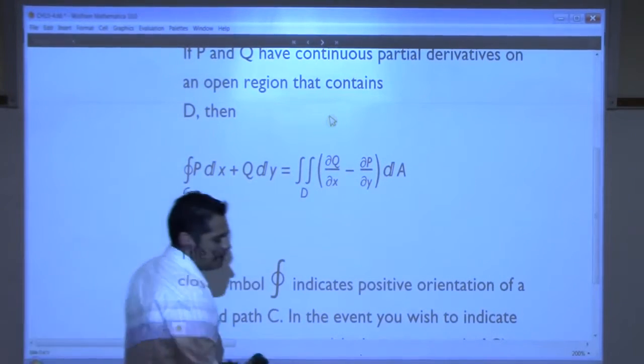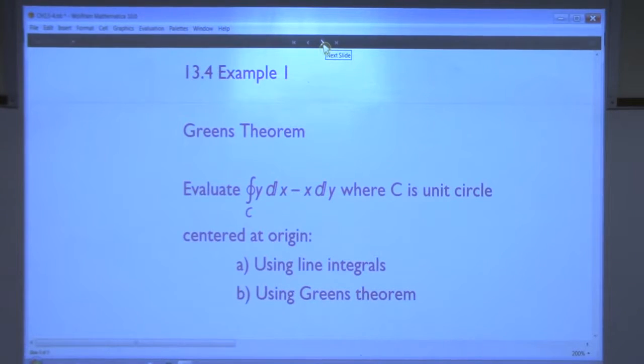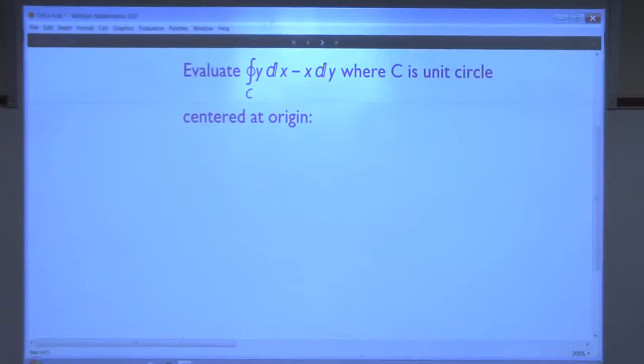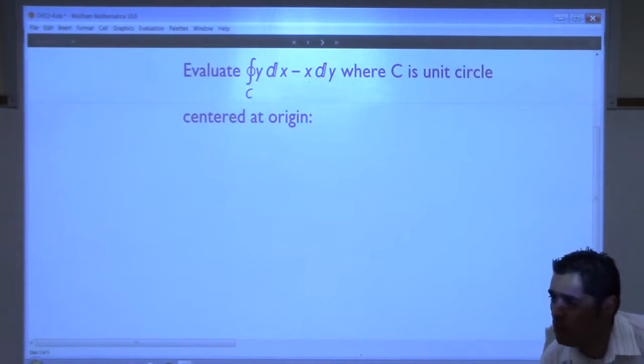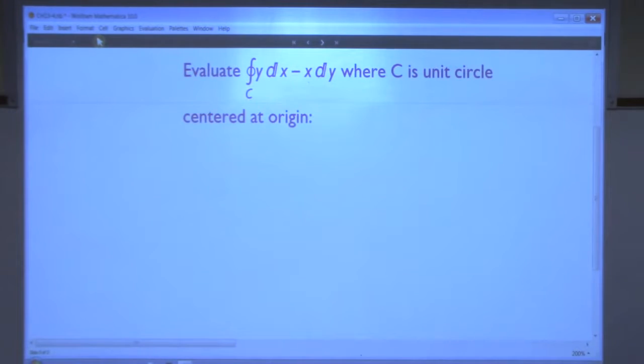I think the best way to appreciate Green's theorem is to see a problem in action, okay? All right, so I have a line integral here, and I want us to compute that line integral in 2 different ways. I want us to do it using the standard way, and then the other way would be to use Green's theorem. Okay, so let's start by doing it the standard way. I have a line integral.